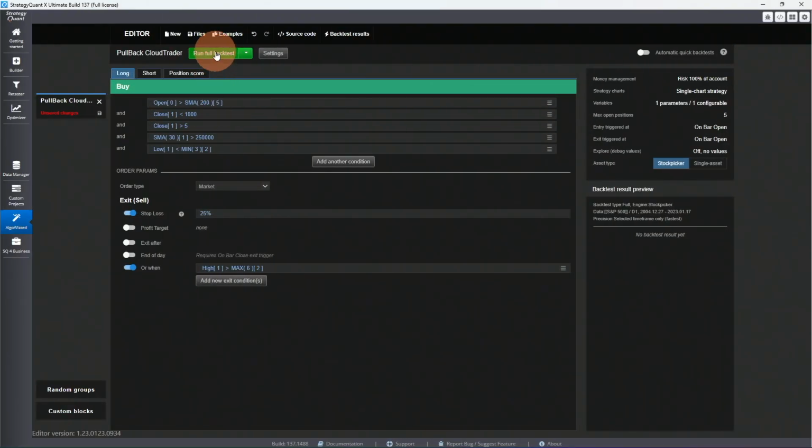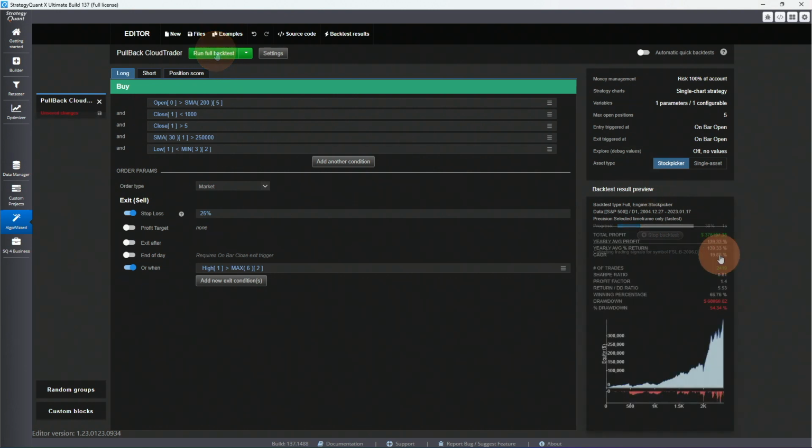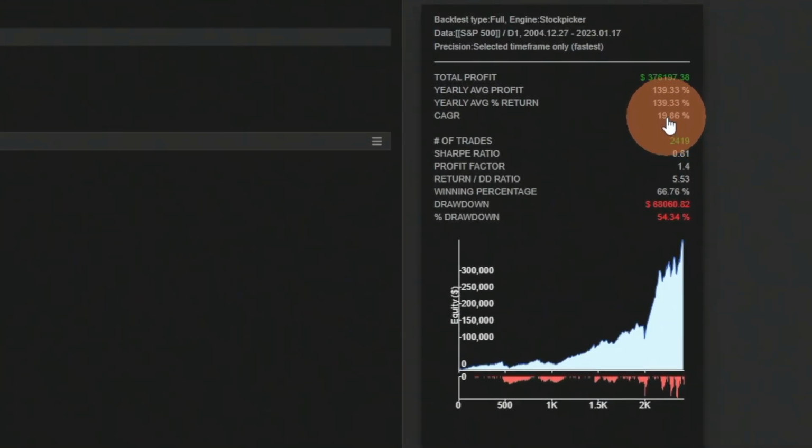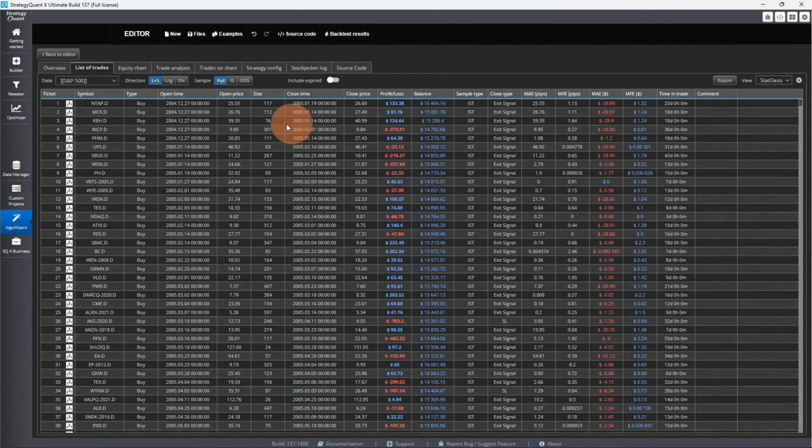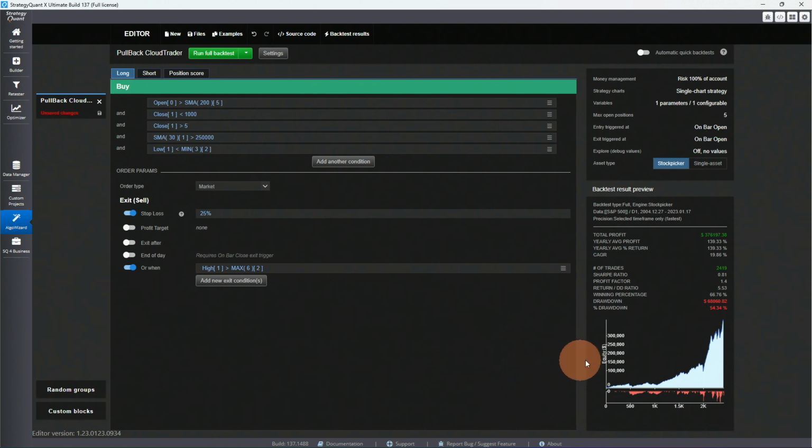Okay, now if we test, we stayed with the same parameters. So we're making 19% compound annual growth rate, and we're still losing above 50% drawdown. So the drawdown didn't come from trading illiquid stocks. So let's see what else we can dig through.